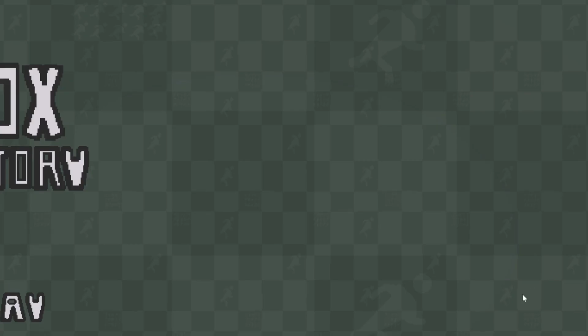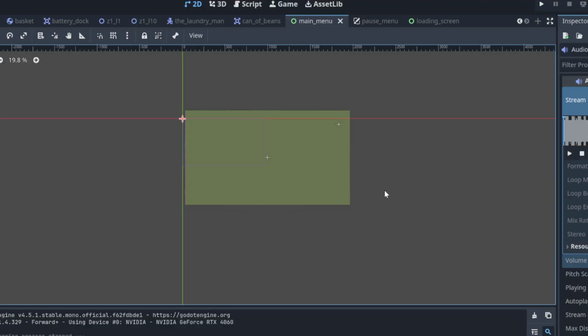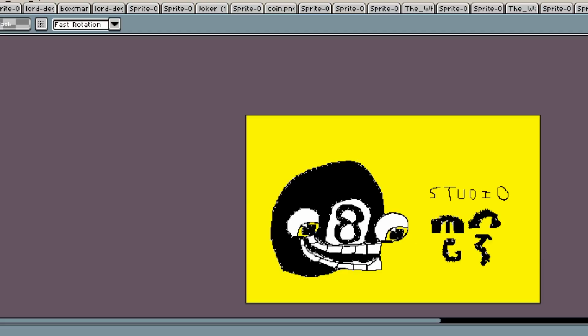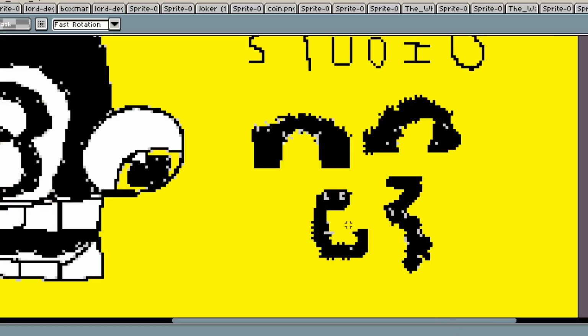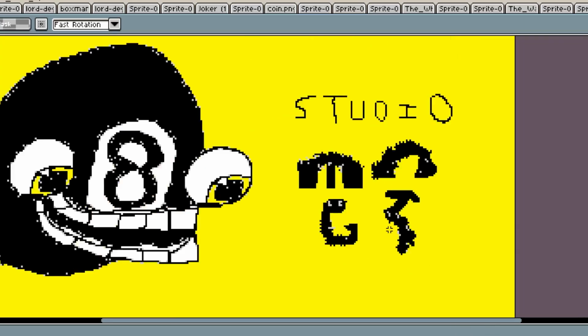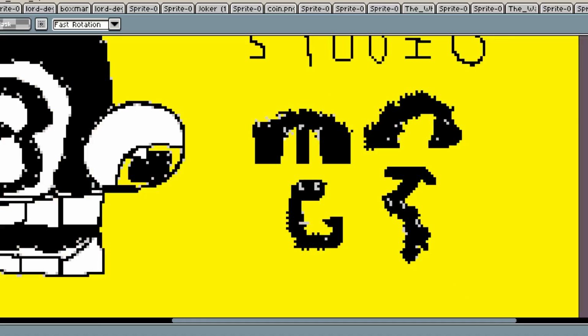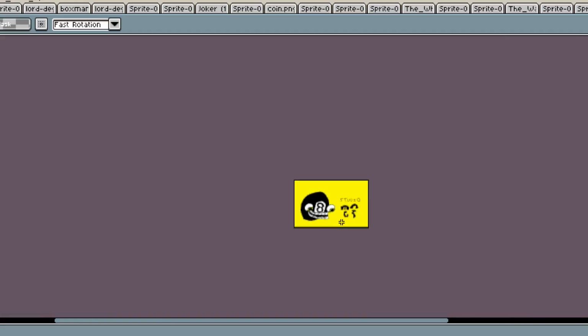So if you noticed just then, you would have noticed that the letters forming in, you can see that the G and the T move over here, and the letters finish forming there. Well, that actually lines up with the music ending, which was not intended at all, but I guess it's cool.